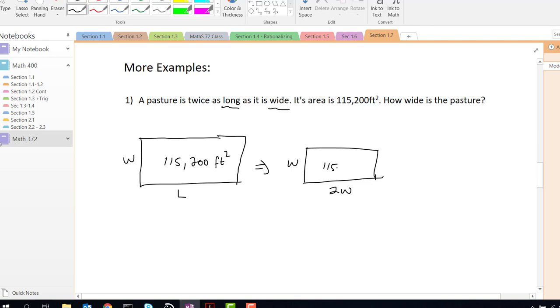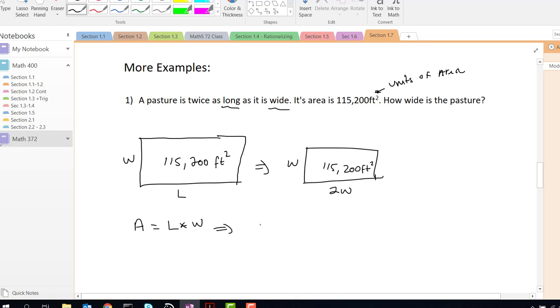And my area, and the reason that I know, even if they didn't tell me that this is the area, notice that the units are square. So those square units are units of area. So what's the area of a rectangle? The area of a rectangle is length times width.